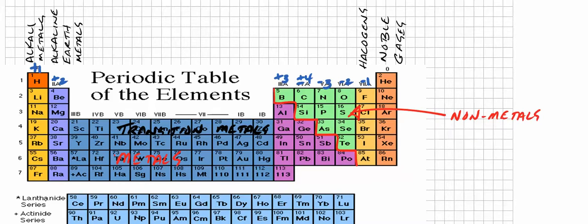All right. If we go down here to the lanthanide series and the actinide series, these two rows actually belong right in here, right? Well, we usually don't place them in there because if we did, then they would expand the bottom part of the periodic table, right?